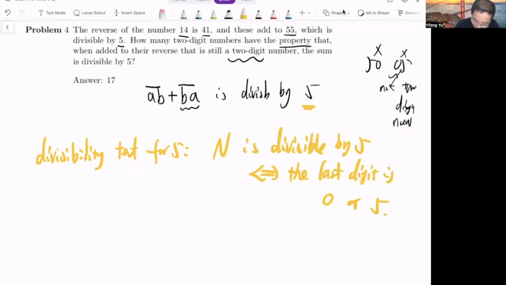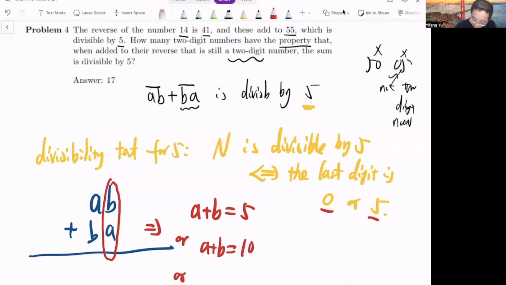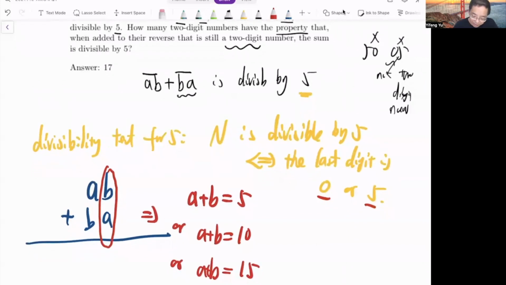Now let's look at this. We have AB plus BA, and the last digit is given by A plus B. In order to have 0 or 5, we have either A plus B equals 5, or A plus B equals 10, or A plus B equals 15. Then of course you can just find all the combinations. For 5, this is 1 plus 4, 2 plus 3, 3 plus 2, and 4 plus 1.